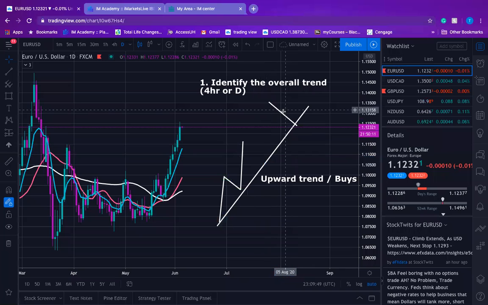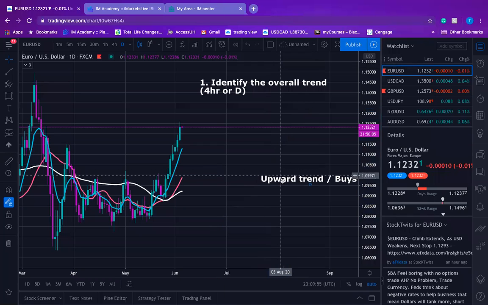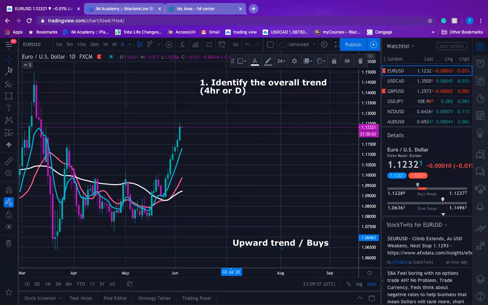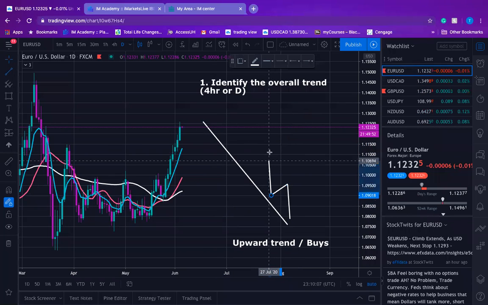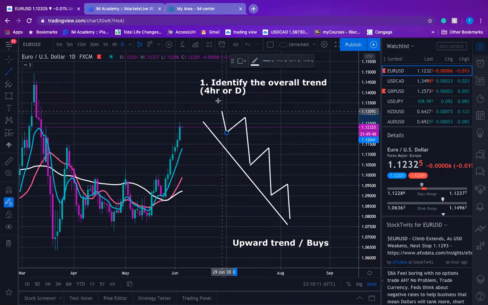All right, so the second trend is a downward trend. Just the opposite, right? Pretty basic. We're just looking for the opposite. What this one is doing is going down. When you're looking at a downward trend, let me just draw this real quick. It's just the reverse.